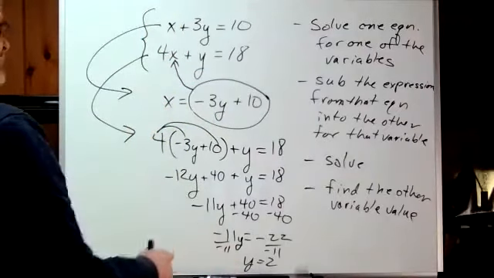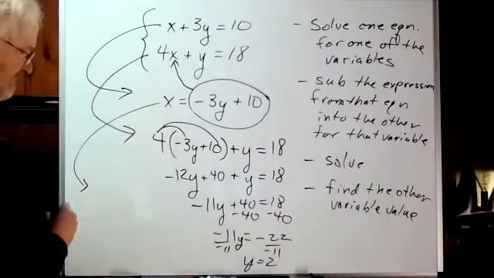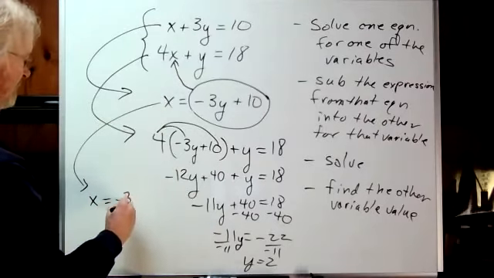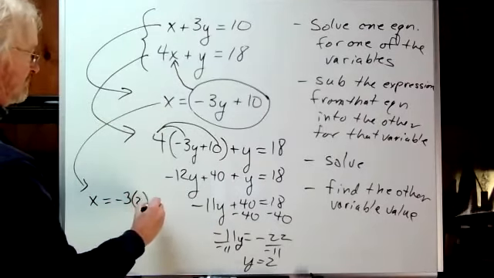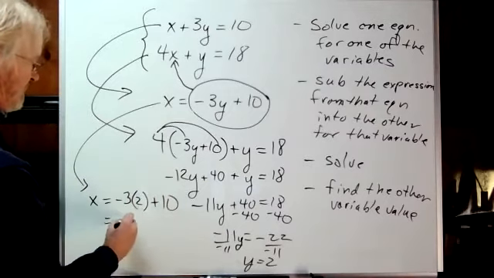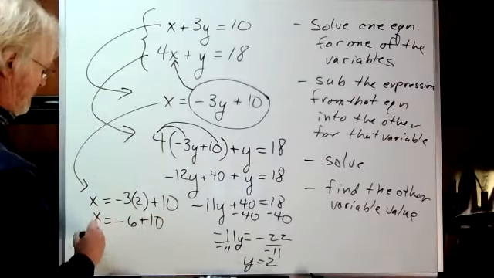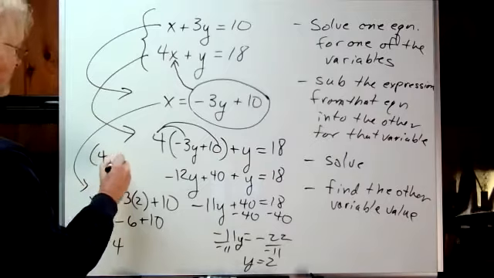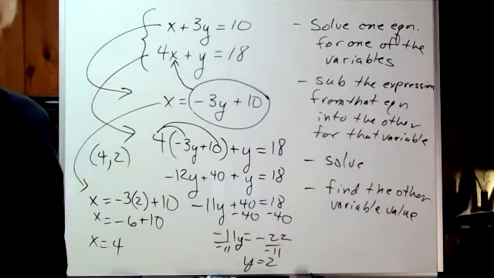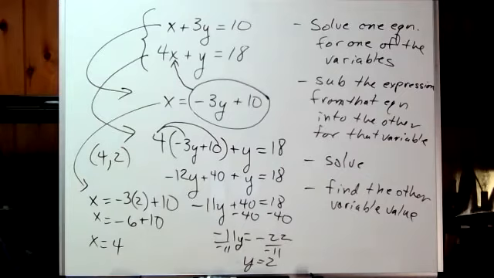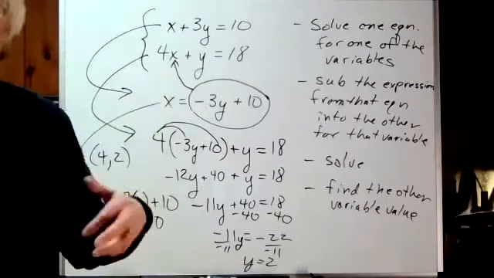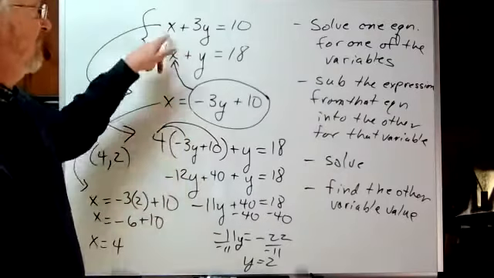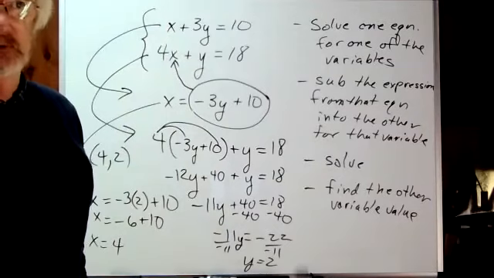So I'm going to take that 2, and there I go over here. All right? 2 is the y, so x equals negative 3 times the 2 plus 10. Negative 6 plus 10, x equals 4. Well, same two numbers as the first example, but switched around, x and y. So this is a little more typical than the easy one I called that first one. You have to do a little work to solve one of them for one of the variables.